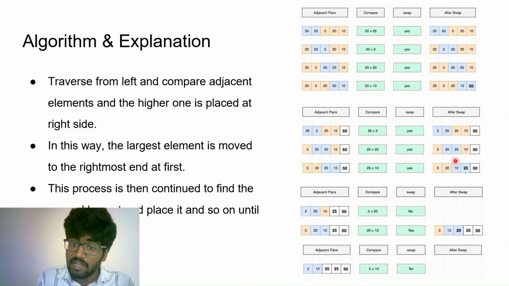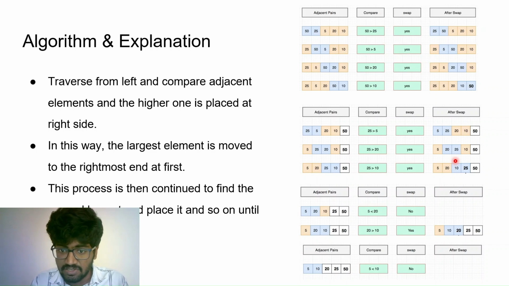10, then you do another pass. You compare 5 and 10. There's no reason for swapping. Just keep it as it is. Well done, you're done. Now you have 5, 10, 20, 25 and 50.